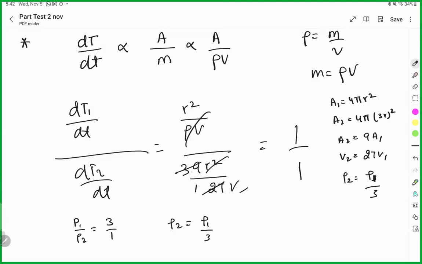Why? Because 3 multiplied by 9 will be 27. Volume is 27 times 27, they cancel out.